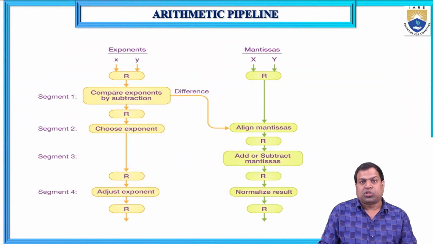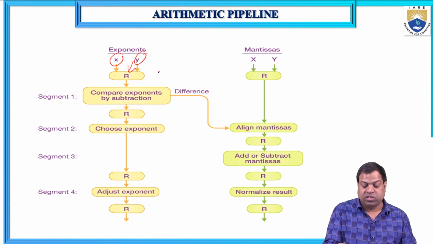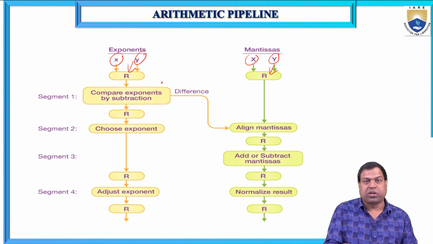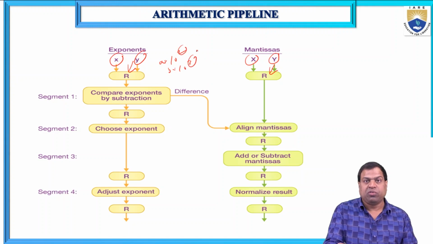So it is a flow chart of arithmetic operation. I am taking the exponents of x and y, and for the comparison I am taking register OR. For mantissa x and y, for the comparison we are taking one register OR, and comparing the exponents by subtraction. So exponents I have to take, suppose a equal to 10 square and b equal to 10 cube. So we have to compare first which one is larger. And for this comparison we need one register.